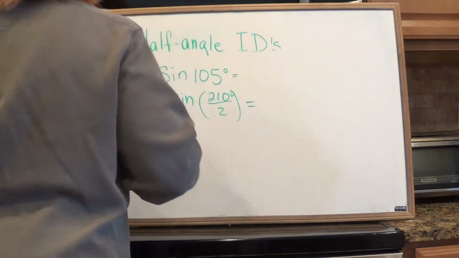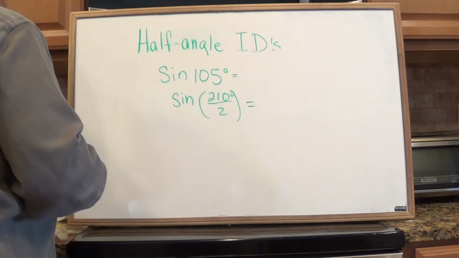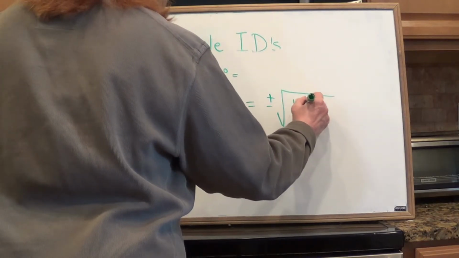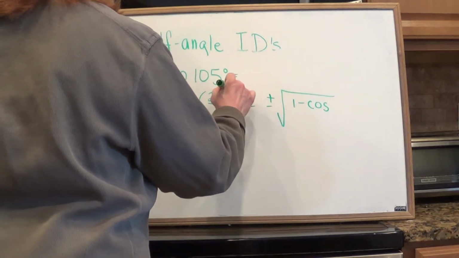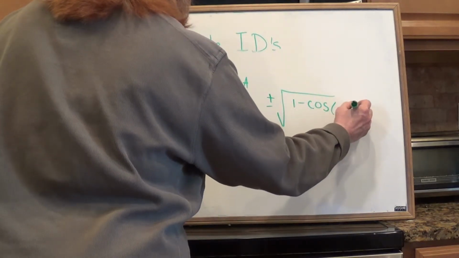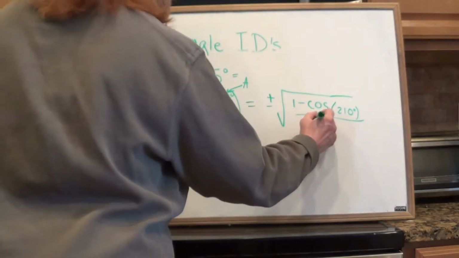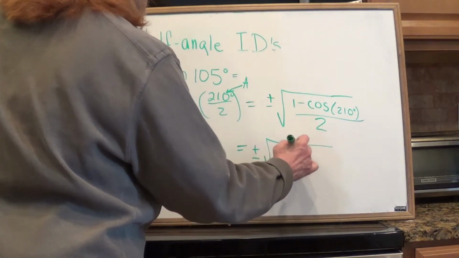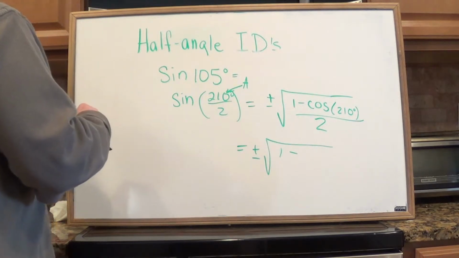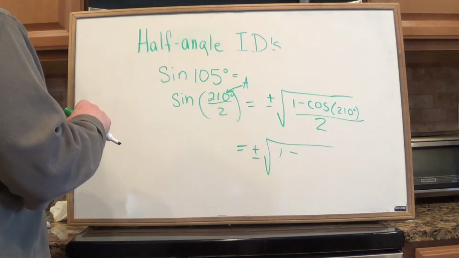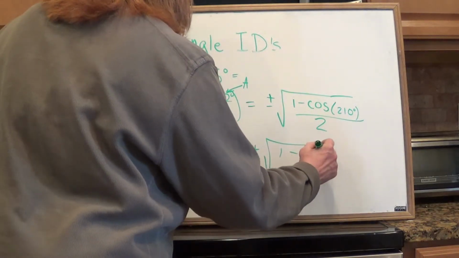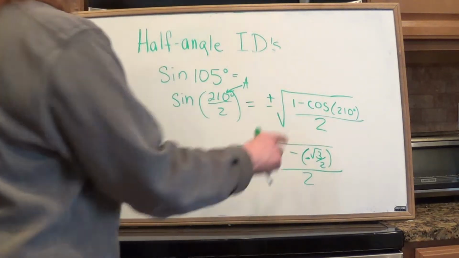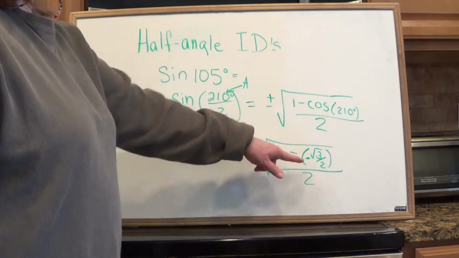Using the formula that I just developed for sine of an angle divided by 2, I recognize it's plus or minus big square root 1 minus the cosine of angle A, and this is my angle A, 210 divided by 2. So when we simplify that, it looks like this, plus or minus 1 minus, and if you look on your unit circle, the cosine of 210 is a negative square root of 3 over 2, and there's a negative in the formula, and the cosine of 210 is also negative.